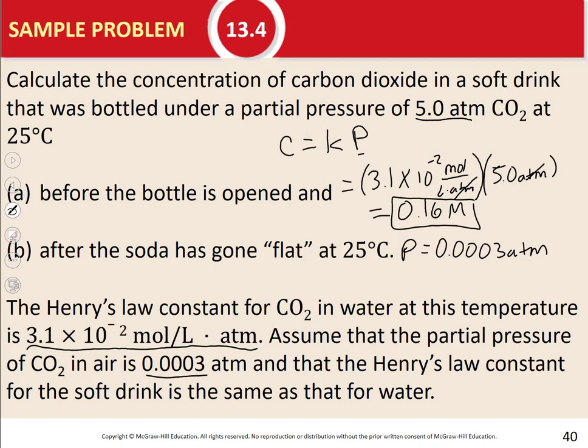So go ahead and try finding what it would be after it's gone flat, where the partial pressure is 0.003 atmospheres. Good. 9 times 10 to the negative 6 molar. Now there's only 1 sig fig in this, so that's why I'm only using 1 sig fig here. Anybody not get that concentration?